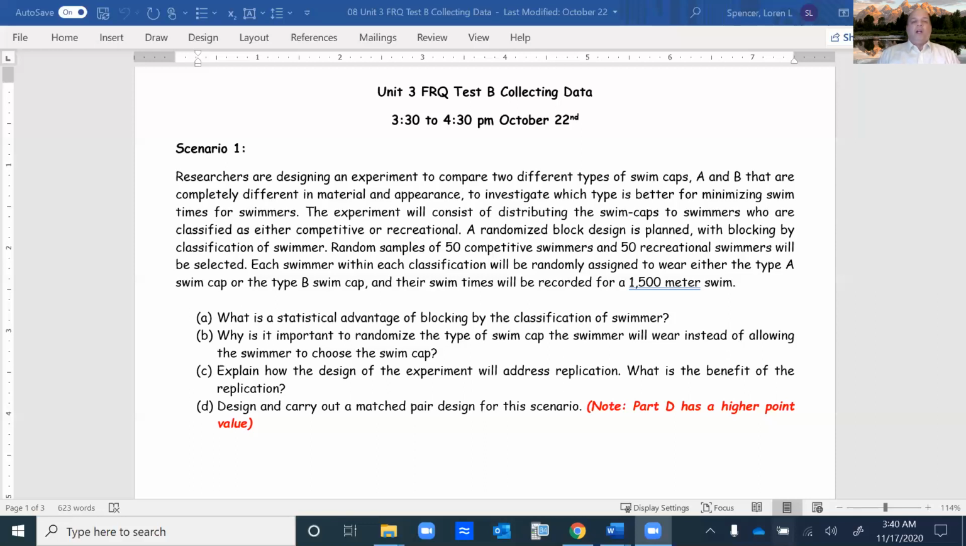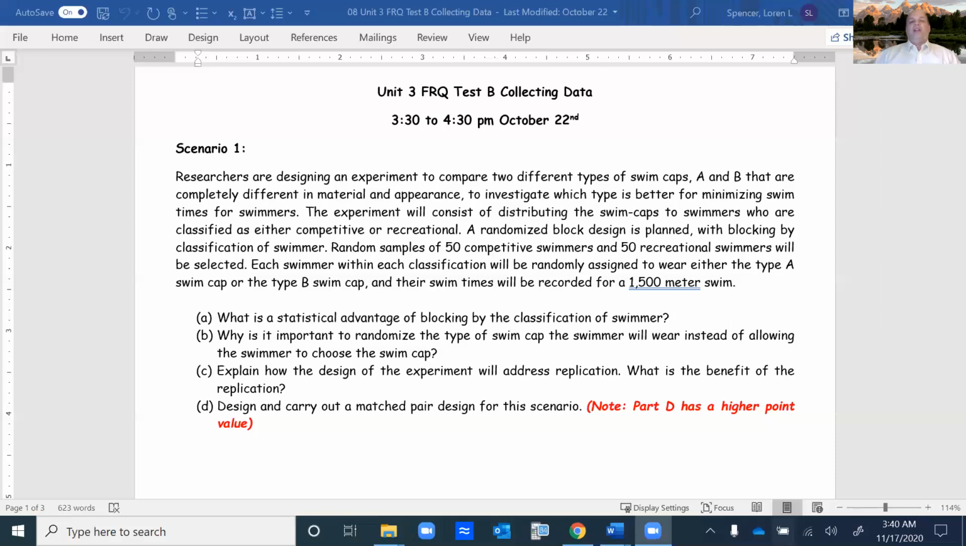Why is it important to randomize the type of swim cap the swimmer will wear instead of allowing the swimmer to choose the swim cap? First off, the very first thing, we always need to randomize, and we randomize to equalize effects that are outside of the control of the study. So basically, we need to do that because we want to make sure that we equalize any variable that's not controlled for in the study.